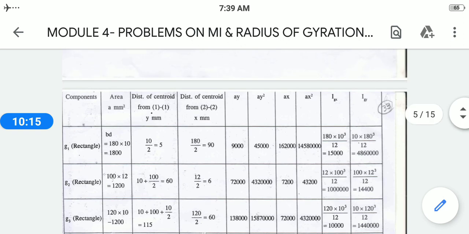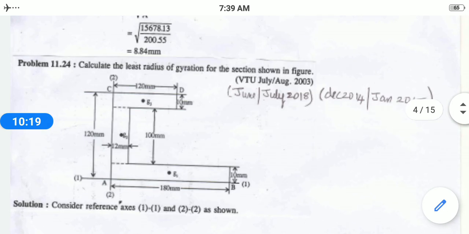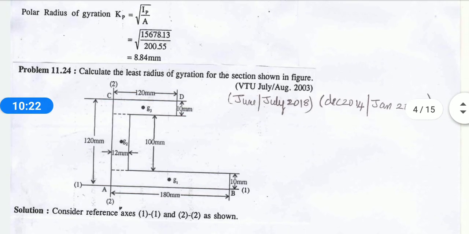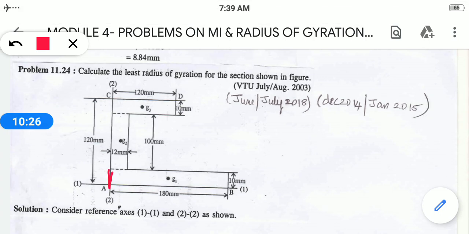We have three rectangles over here. For the three rectangles, we have to find what is our x and what is our y and what is our area. To find that, I am taking this first rectangle. So this area will be equal to 100 into 10 mm. That will be the area.